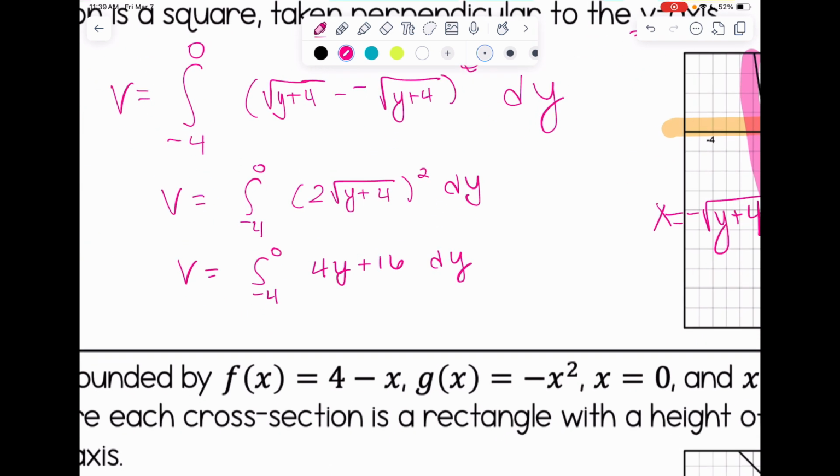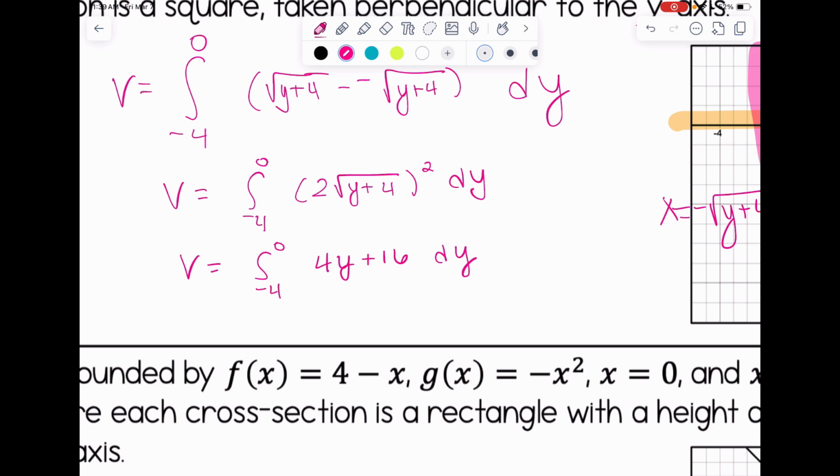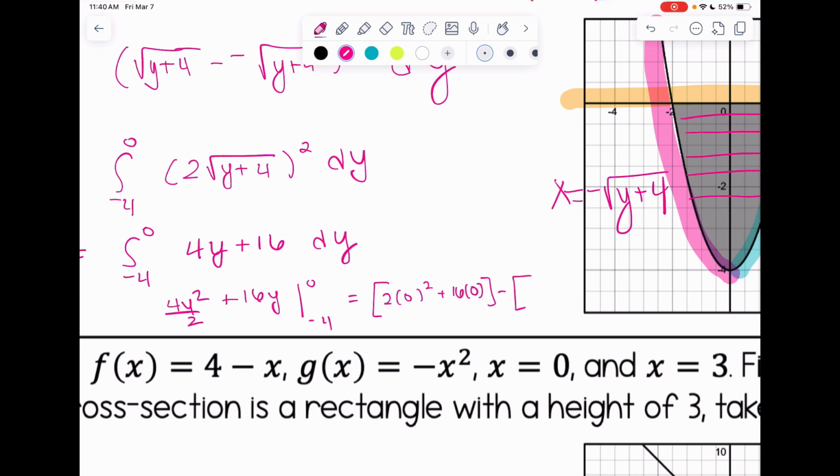And now we can evaluate this. So we can find the antiderivative. That would be 4y squared over 2 plus 16y, and we're going to evaluate from -4 to 0. That means I'm going to plug the bounds in. I'm going to simplify that, by the way, to 2y squared. And I'm going to subtract what I get when I plug in the -4. And when I do that, I should get that my volume is 32.